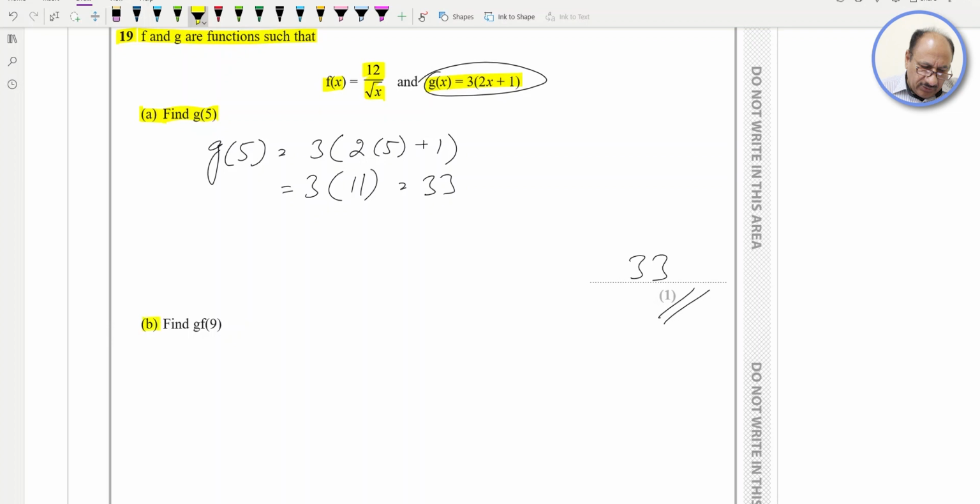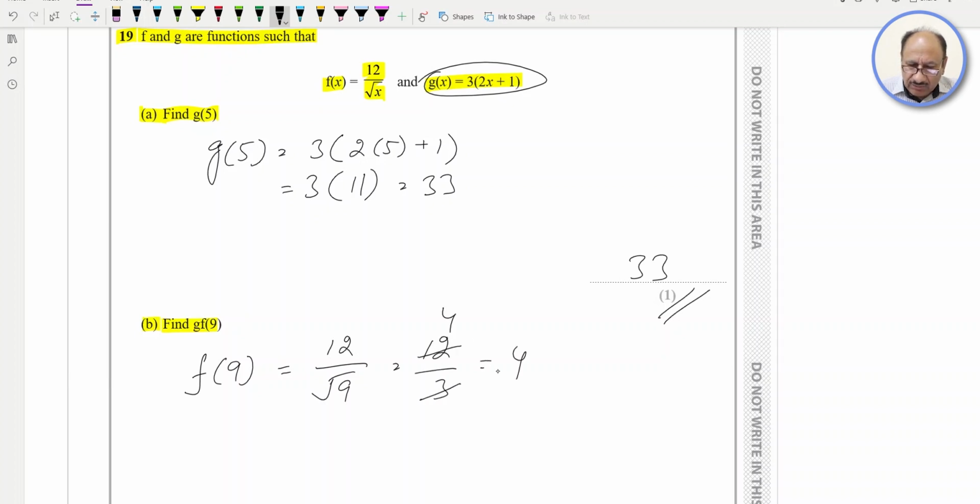Now B part, find g f of 9. So first of all we will find f of 9, because we work in function from right to left. F of 9 will be 12 over under root 9, which is equal to 12 over 3. So we can cancel this. So this will be equal to 4.